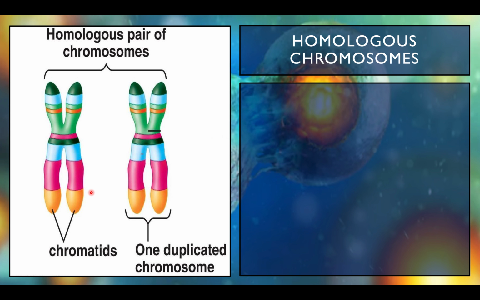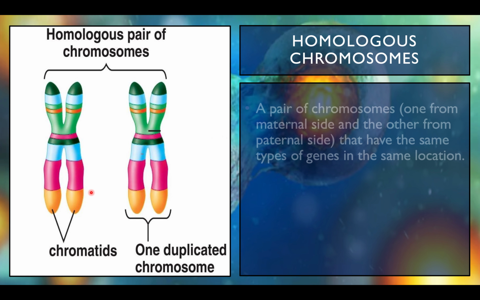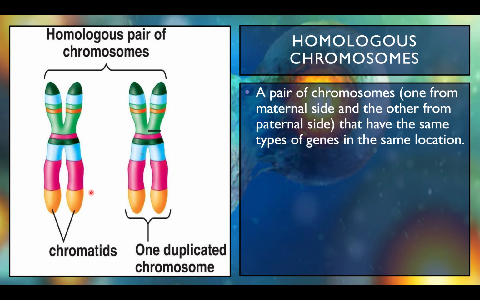So now let's look at the chromosomes themselves. Homologous chromosomes. A pair of chromosomes, one from maternal side and the other from paternal side, that have the same types of genes in the same location. That is homologous chromosomes, okay? Looking at the image, I want you to notice something.